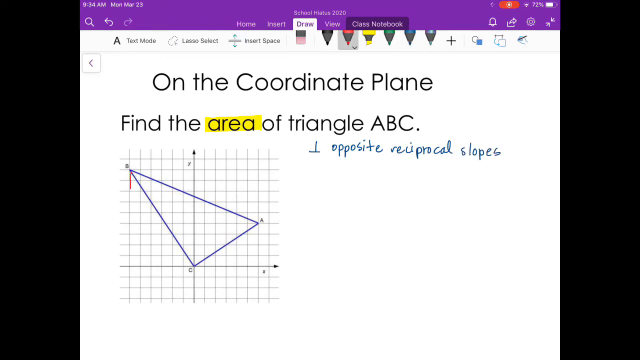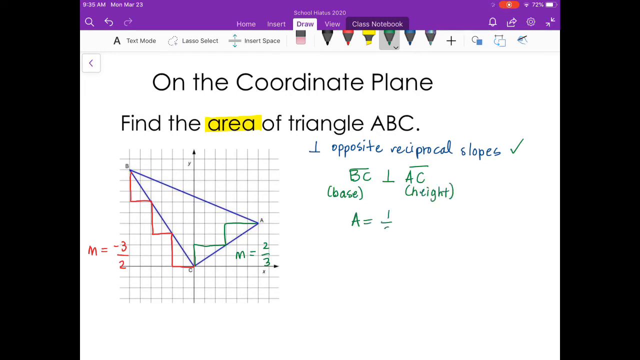So we'll count the slope for BC, which is -3/2, and we'll count the slope for AC, which is +2/3. These slopes are opposite reciprocals, which means that BC is perpendicular to AC, and BC can be the base of our triangle, and AC can be the height. The formula for the area of a triangle is 1/2 base times height.